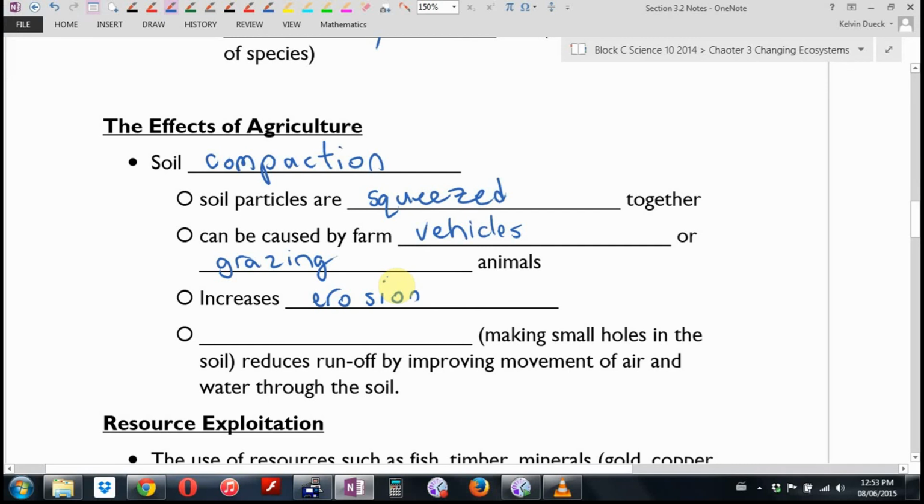Now, we can fight that by doing something called aeration. It's air. This is making small holes in the soil. If you've ever seen sometimes down in the lower fields, you may have seen those little tiny plugs of grass and soil sitting on top. They've come with a machine and they've aerated those fields, putting holes in there deliberately, which actually reduces runoff because it improves the movement of air and water through that soil.